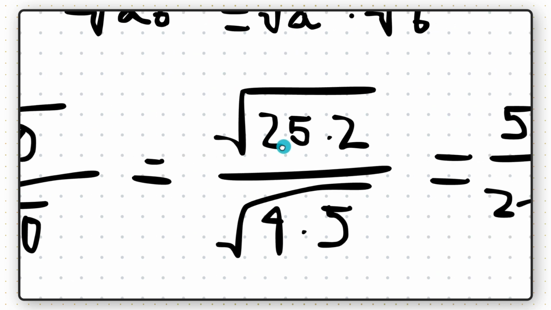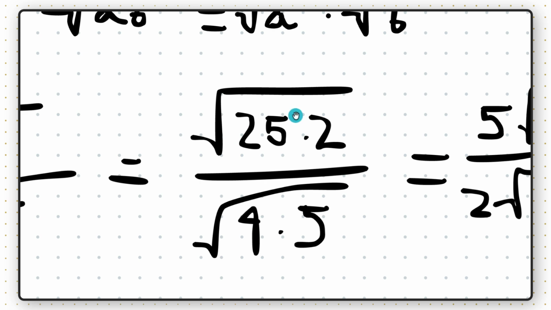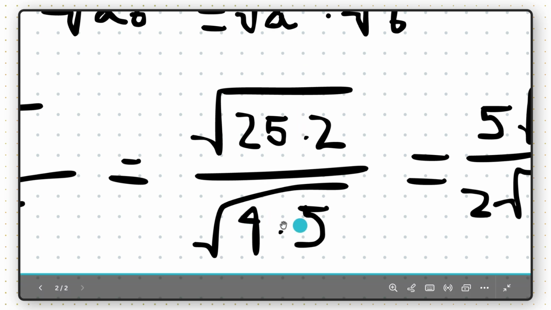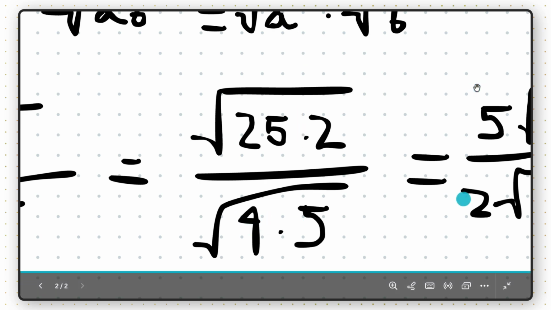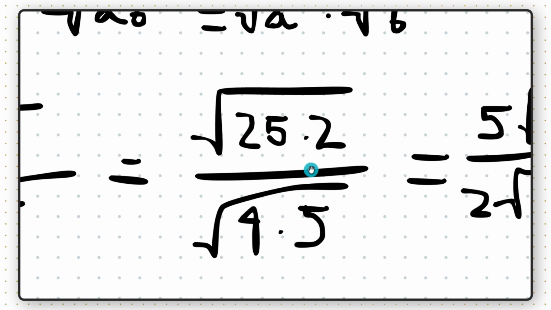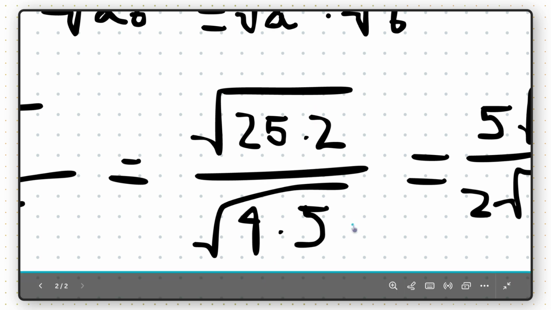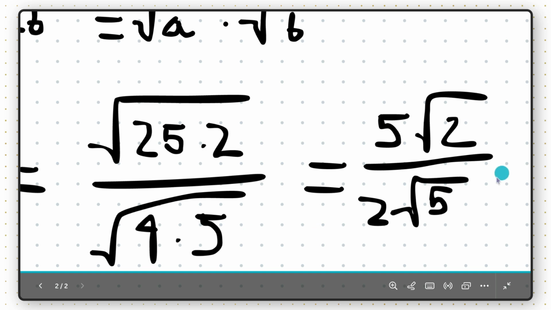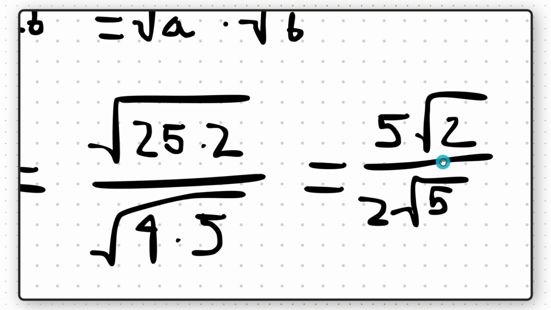Now we can simplify the square root of 25 and the square root of 4 into 5 over 2, and the square root of 2 and the square root of 5, they cannot be simplified further, so they remain the same right here. So this would be our final answer. 5 times root 2 over 2 times root 5.